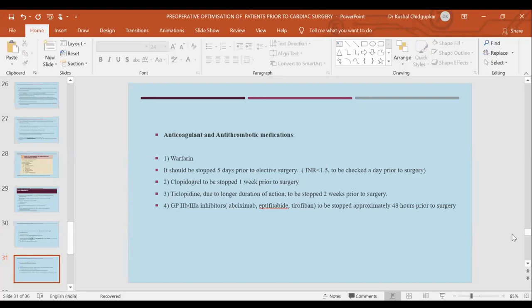Okay, sir. And 1 day prior to the surgery, the INR should be checked. The accepted INR is less than 1.5 when the patient is on warfarin, and when it is stopped at least 5 days prior to the surgery.